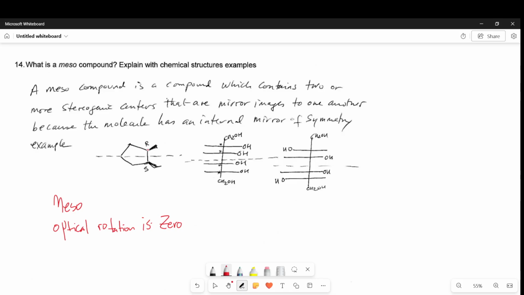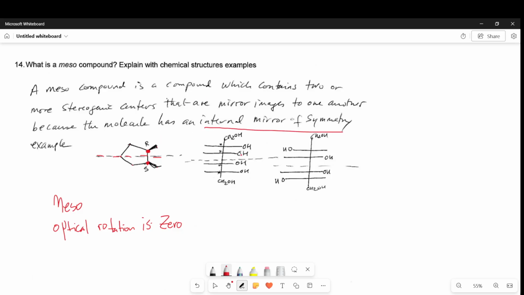So if we take this compound right here, if you have R and the mirror image is S, and you have a mirror something like that, which is cutting it equally in half, this is reflected over that, this CH2 is reflected to this, everything is reflected to one another as a mirror. So a meso compound has a mirror within itself. That means there is an internal mirror of symmetry.